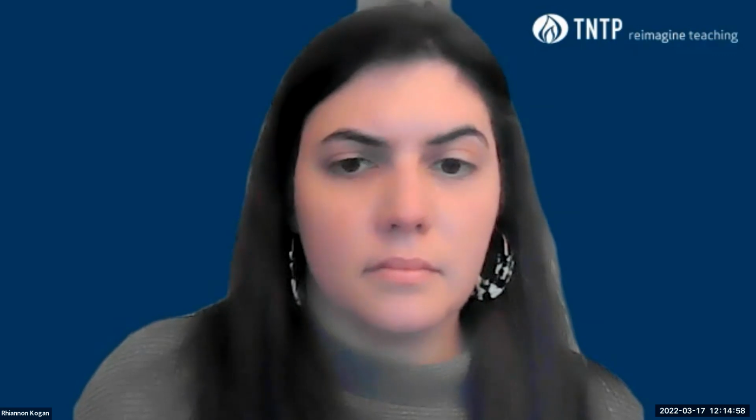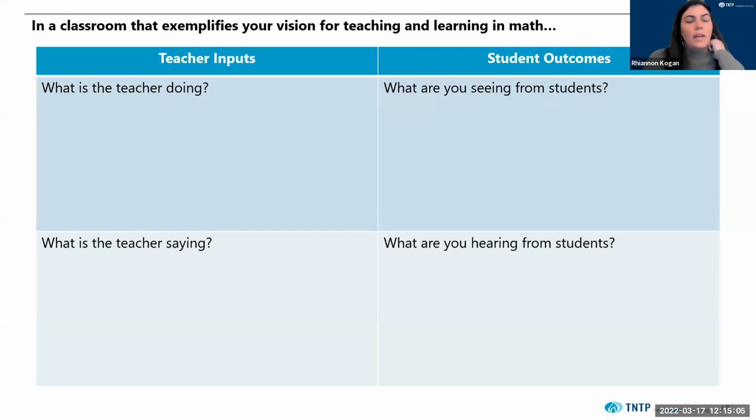I'd love for you to now shift to using the pen tool on the left-hand side to just check off the ones that resonate with you. Good. Thanks for starting us off. Great. Okay, wonderful. I'd love to invite us back to the larger group.